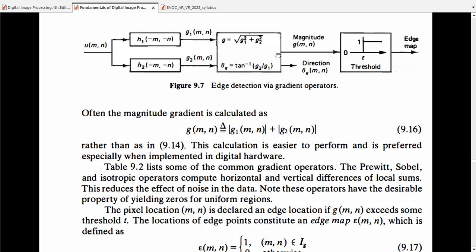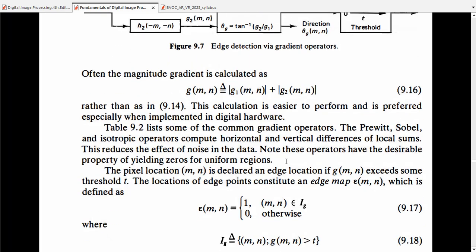From these we analyze both g and theta g. The magnitude of g(m, n) and the direction give the edge map, which is obtained along with a threshold. The threshold is fixed so that the value is either 0 or 1. The gradient operators commonly used are the Prewitt, Sobel and isotropic operators, which compute horizontal and vertical differences of local sums.